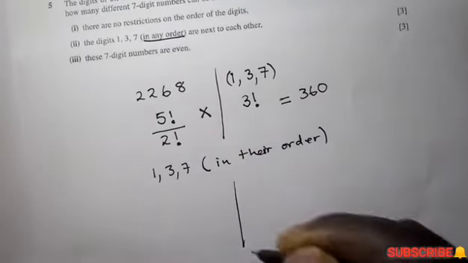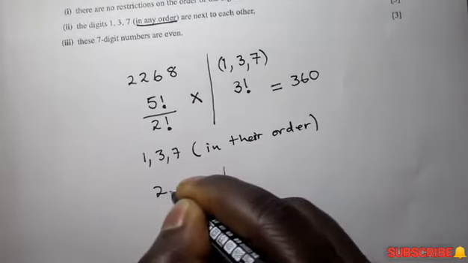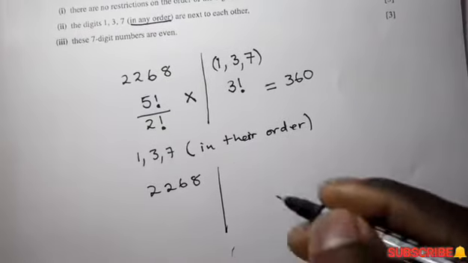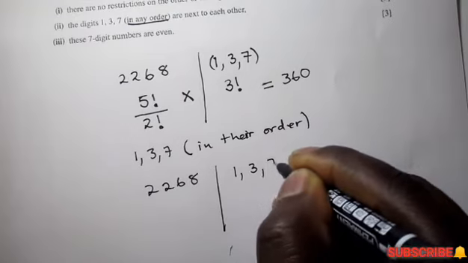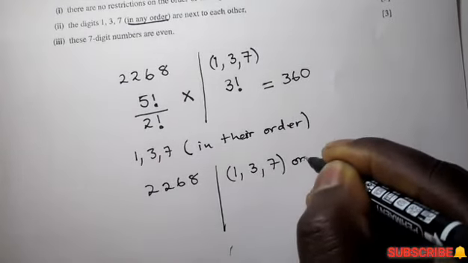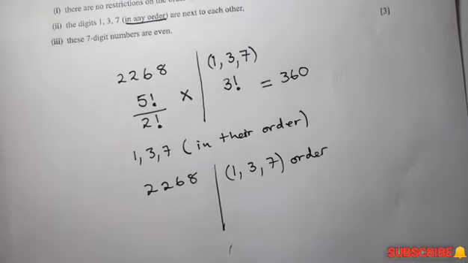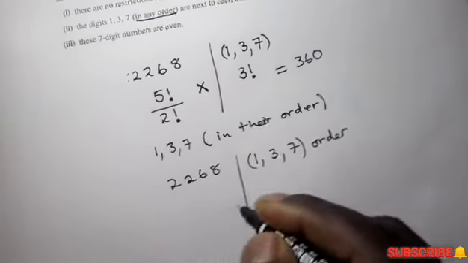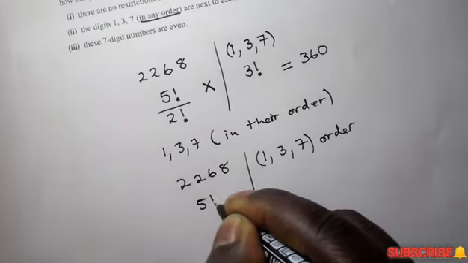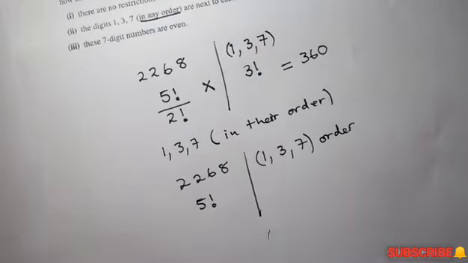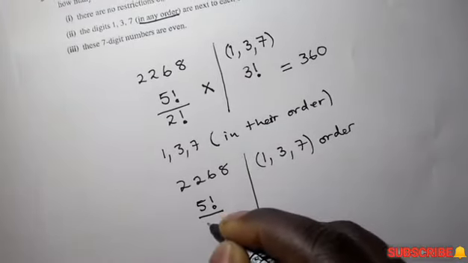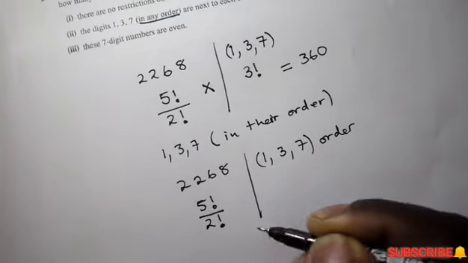You are going to do the same steps again. You write 2, 2, 6, 8 on your left side. Then you write 1, 3, 7 on the right side. But the question is saying in their order, right? So the first thing to do is you are going to count. We have got 4 numbers on our left. But since 1, 3, and 7 are together or next to each other, this bracket is going to be taken as a single number. So on the left side, I'm going to write 5 factorial, like what we did in the previous part. Then you divide 5 factorial by the number of identical digits. 2 is appearing twice, so I'm going to divide 5 factorial divided by 2 factorial.